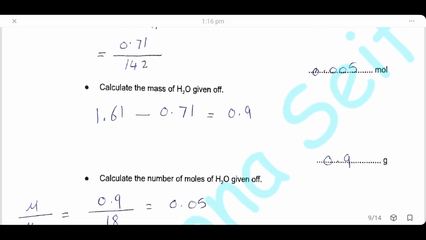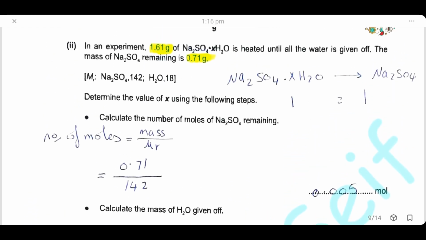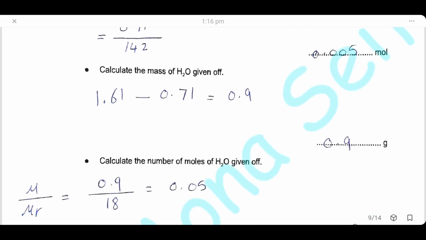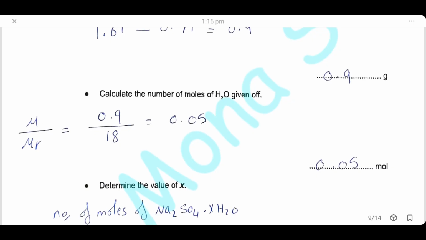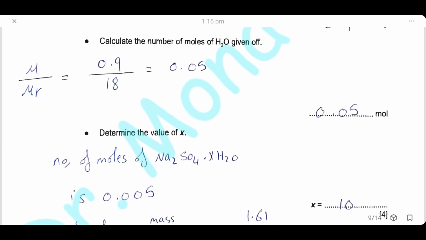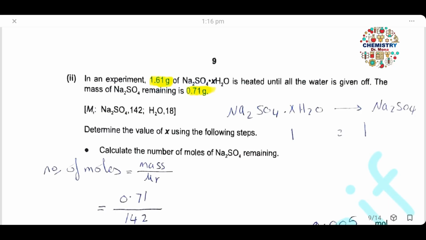Calculate the mass of water that's given off. Subtracting the final mass from the original mass, we will get the mass of water, which is 0.9. Number of moles of water: the mass of water, which is 0.9, divided by the molar mass, which is 18, we will find the number of moles of water, which is 0.05.